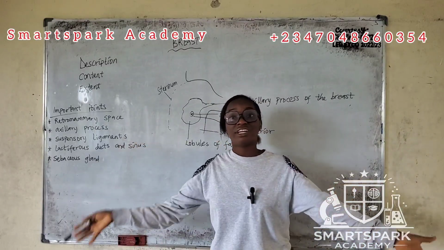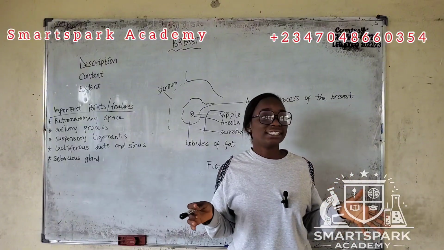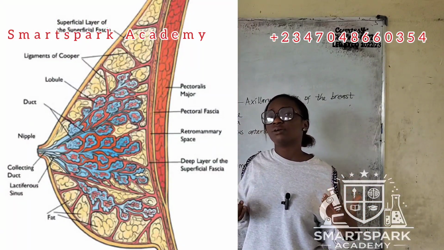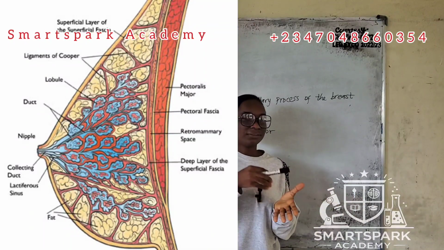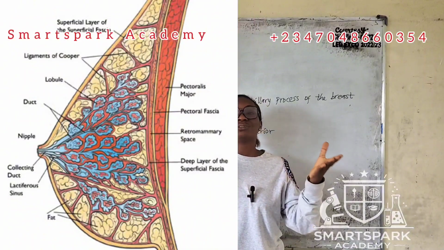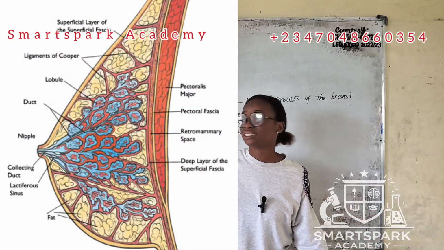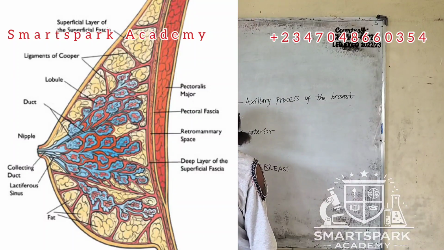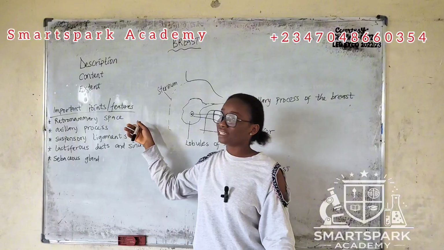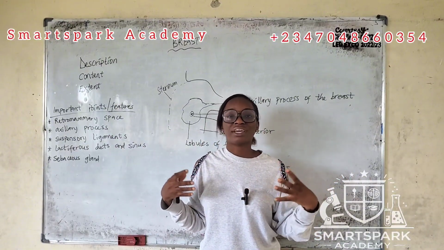So let's talk about the retromammary space. Now I remember saying that the breast lies on the pectoral fascia. Before it lies on the pectoral fascia, there is a space there. There is something like a loose subcutaneous tissue plane or a potential space. That's what we call the retromammary space. The name already gives it out. Now this tissue plane gives the breast freedom to move.